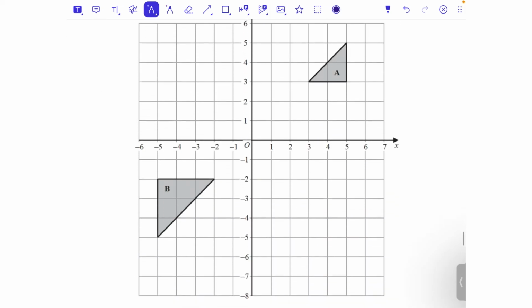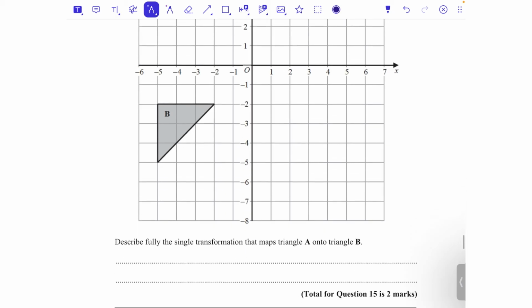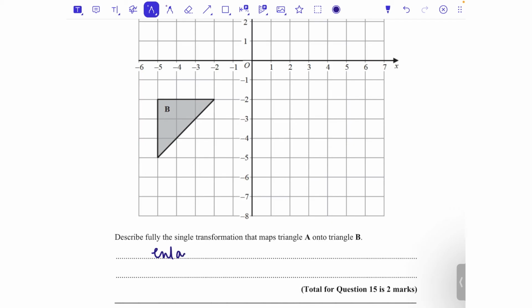Question number 15, and we are asked to describe fully the single transformation that maps triangle A onto triangle B. So there are 4 transformations: rotation, reflection, enlargement, and translation. And you need to make sure you're only writing one of those words. If it says describe fully the single transformation, it's asking you to pick one. Now here we can see that the shape has got bigger. So this is going to be an enlargement. So I'm going to straight away write the word enlargement there.